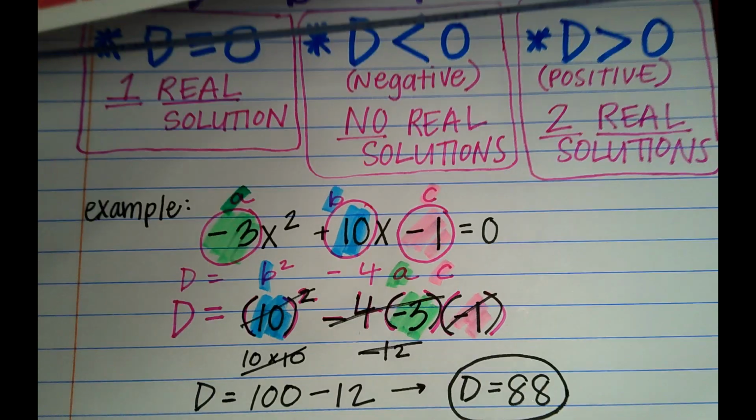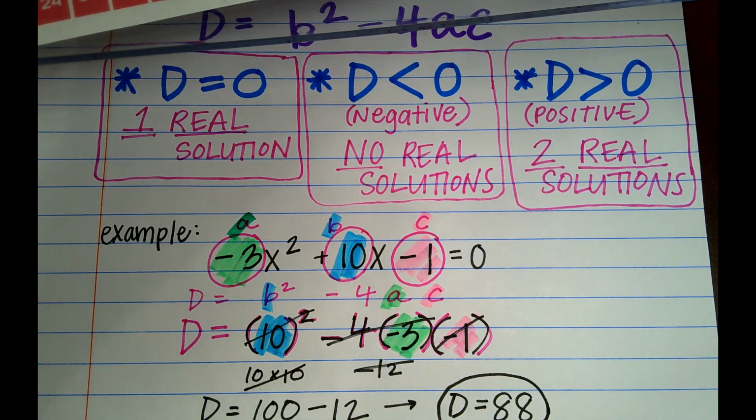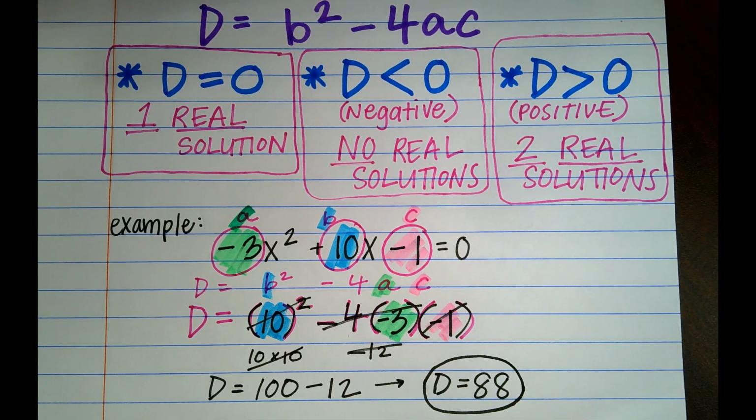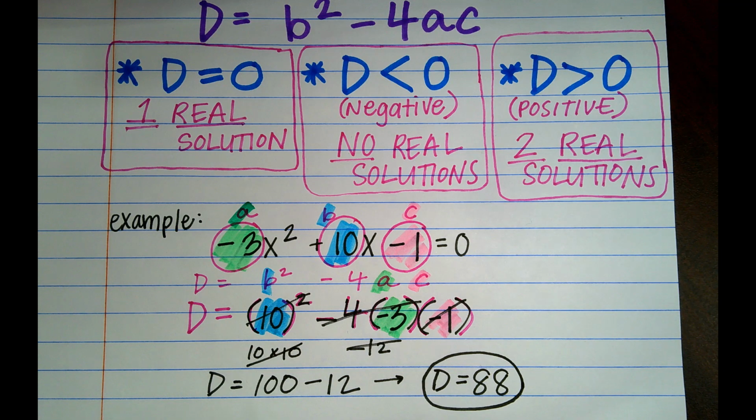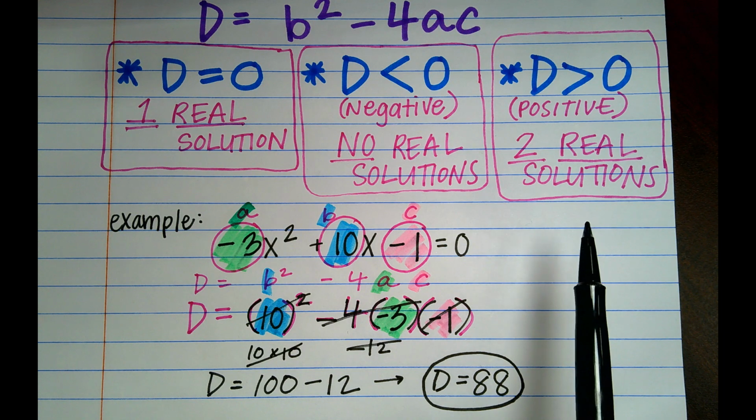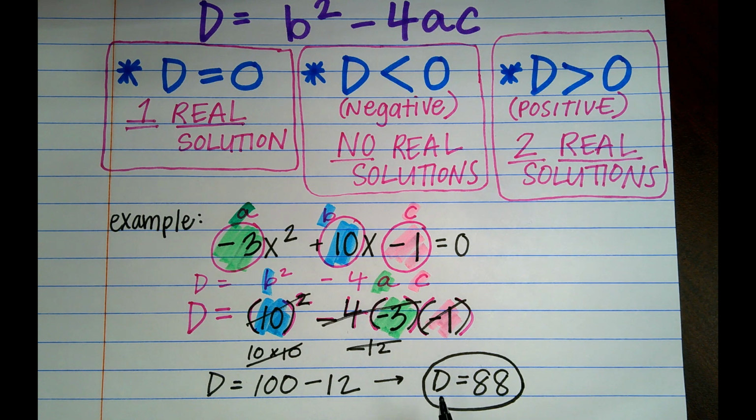So now that we have found our discriminant, let's use this little key that I gave you, this guide, and let's see if we can decide how many solutions I will get when I solve this equation. Will I only get one answer? Will I have no solutions? Or will I have two x values, two real solutions? What are we thinking? You'll have two real solutions. Two real solutions. How did you know that? Because D is greater than 0.